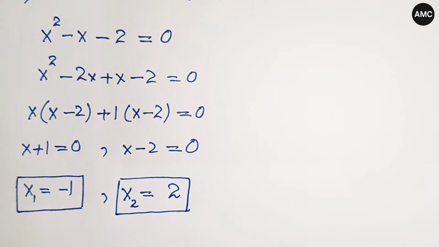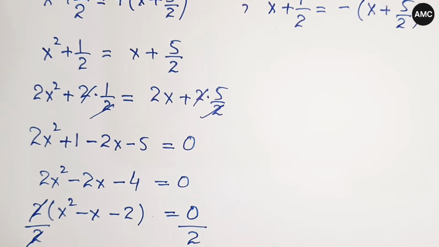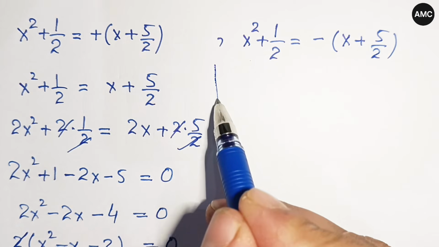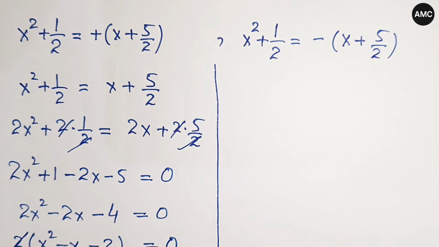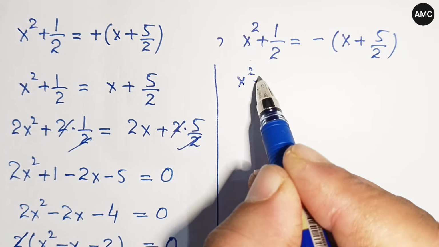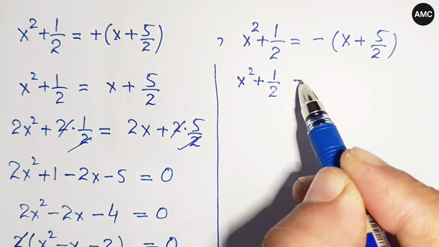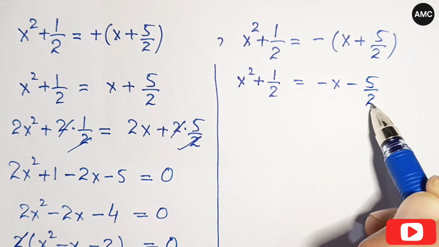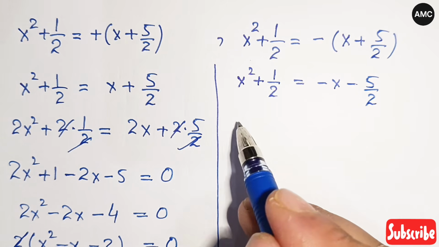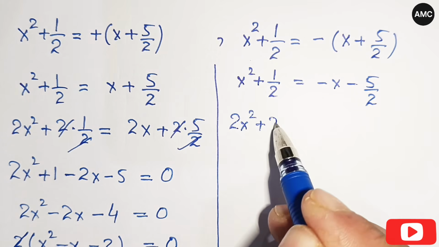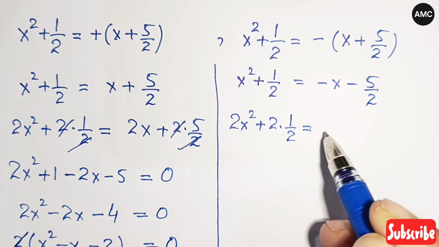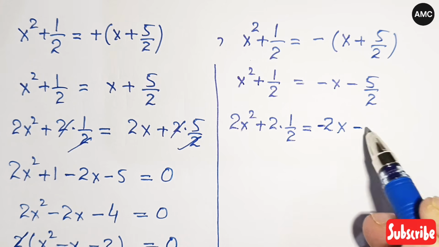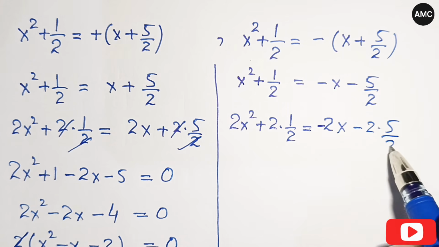Now we are going to solve our second case. Here we have our second case. So solving this one, that is x squared plus 1 over 2, and here we have minus x, and minus term plus is minus 5 over 2. Now multiplying 2 with each term, we get 2x squared plus 2 times 1 over 2 is equal to 2 times x, and with minus, so here we have minus 2 times 5 over 2.